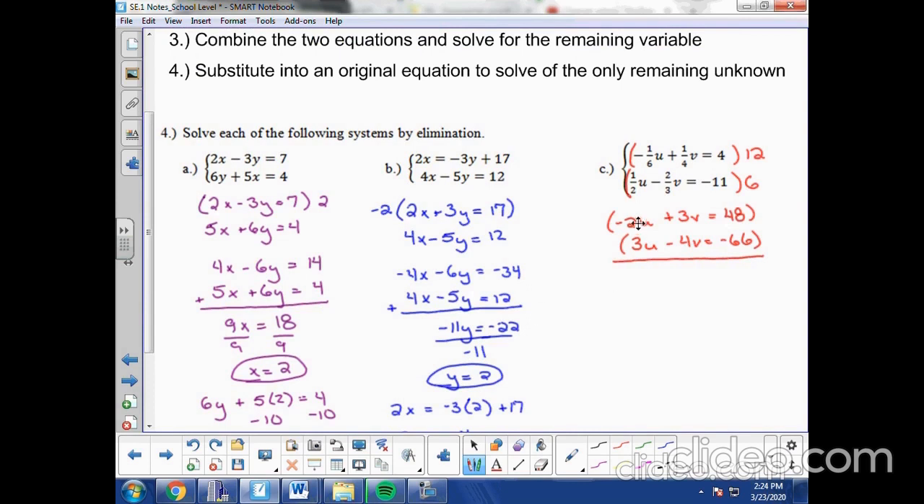Let's take a look at this negative 2 and this 3. One's negative, one's positive. That's good. What number can I get them both to multiply to? If you said 6, that would be correct. So let's multiply the first equation by 3 and the second equation by 2.